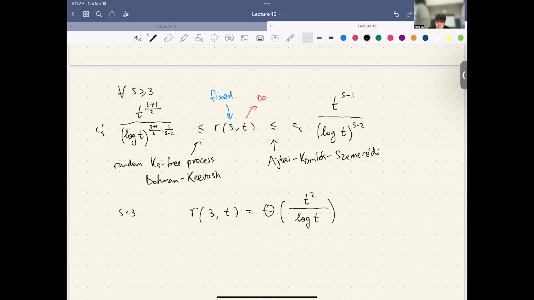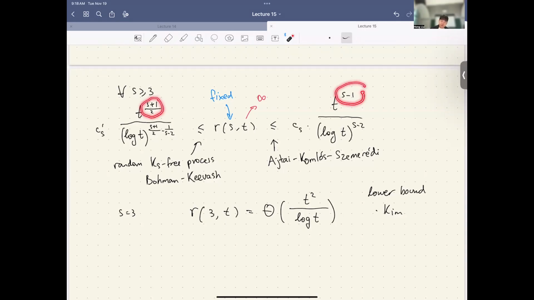So this is the lower bound by Kim, and the upper bound, what's the earliest upper bound nailing this down? Maybe the upper bound is the same, by Ajtai–Komlós–Szemerédi. Okay, so this is t squared over log t. For s equal to 3, this is 2.